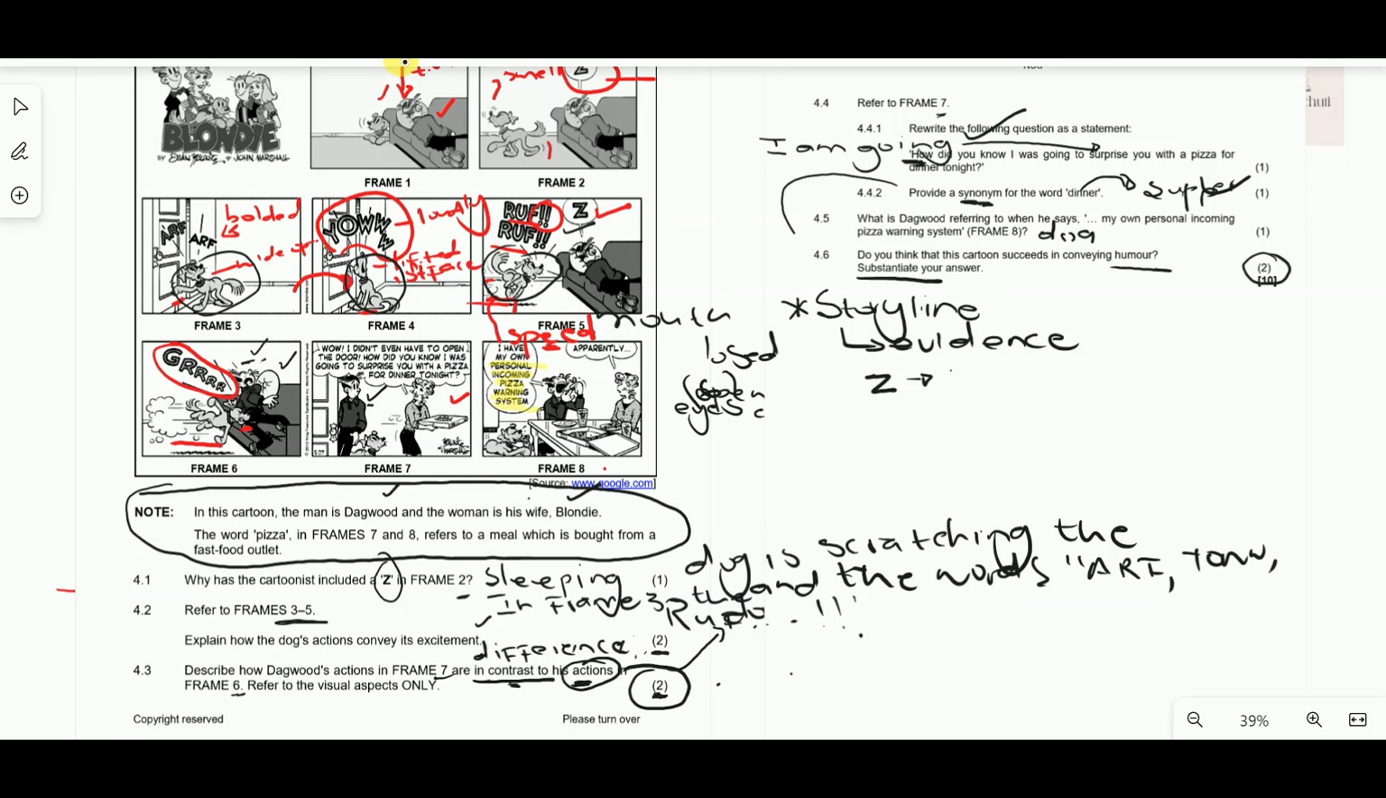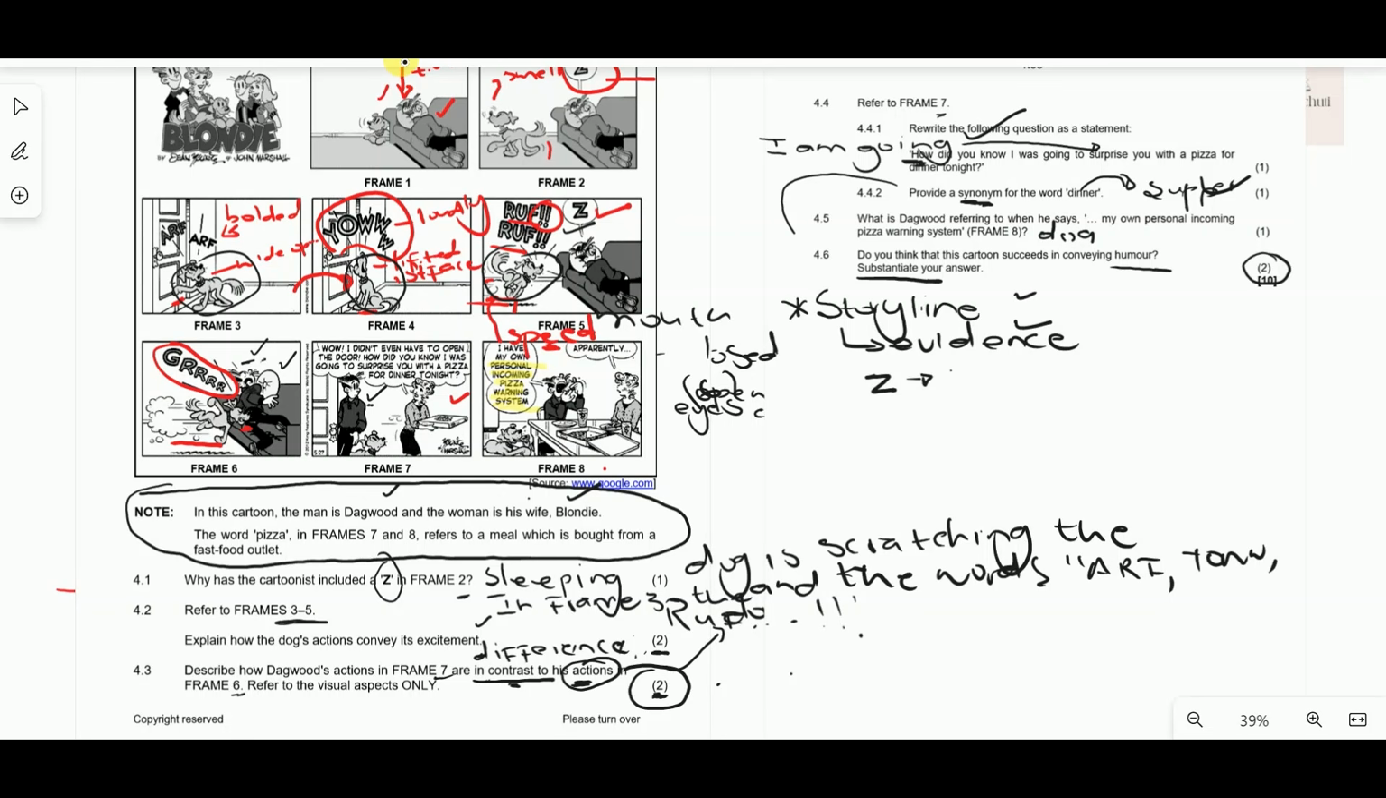And then in the last frame, Darkwood seems to be happy, enjoying or indulging in pizza, and he says, when Blondie asks, how did you know that I'm going to surprise you? He says that I've got my own personal incoming pizza system. Actually, he was referring to the dog. That is why even Blondie replied by saying what? Apparently. So in essence, you use this entire storyline to unpack it and justify how humor was created.